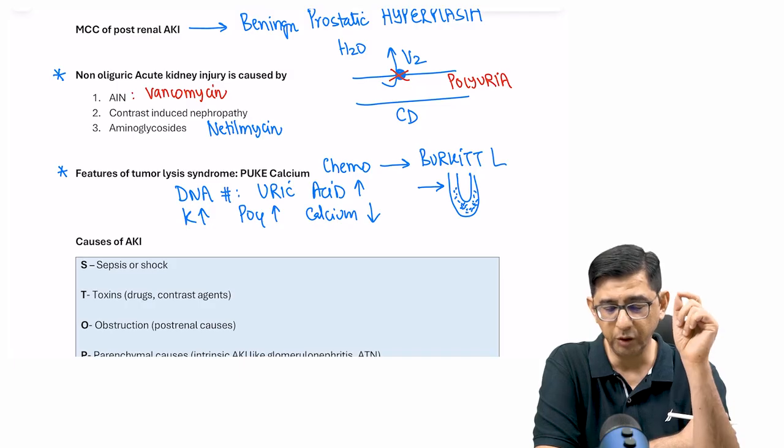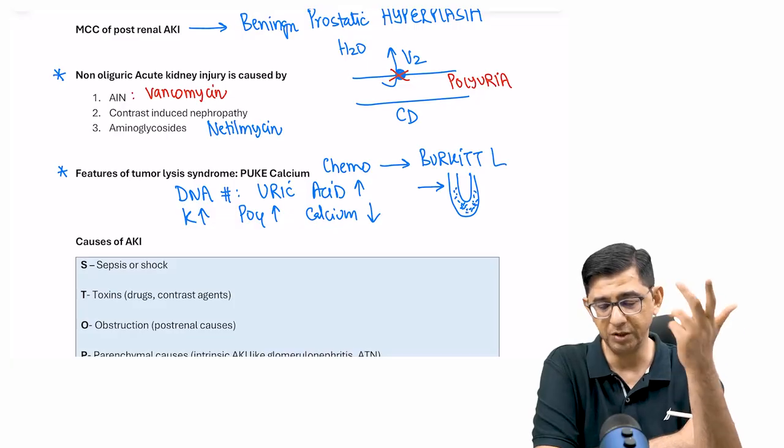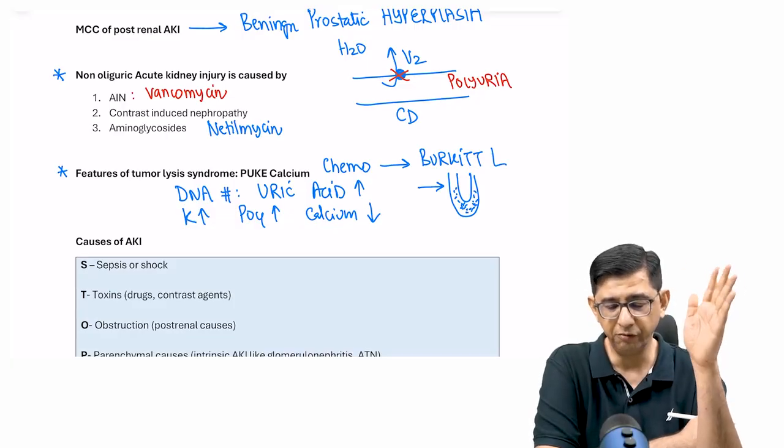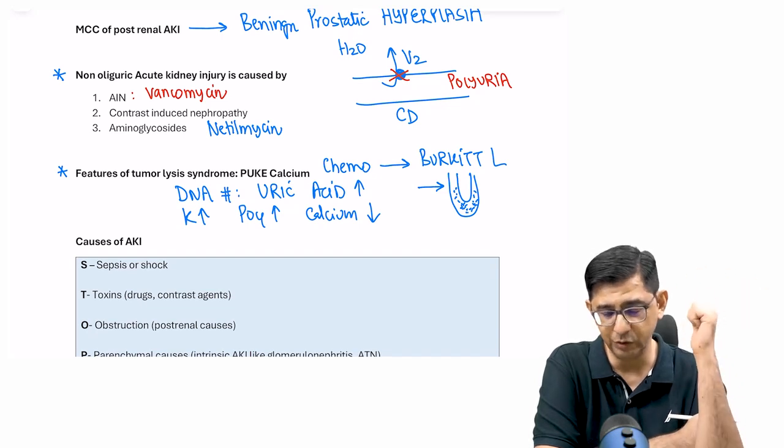Puke calcium is a mnemonic to remember that when you puke, you lose something. So calcium becomes lesser, and all the remaining things rise: P for phosphate, U for uric acid, as well as urea, and K is the potassium values that are rising.